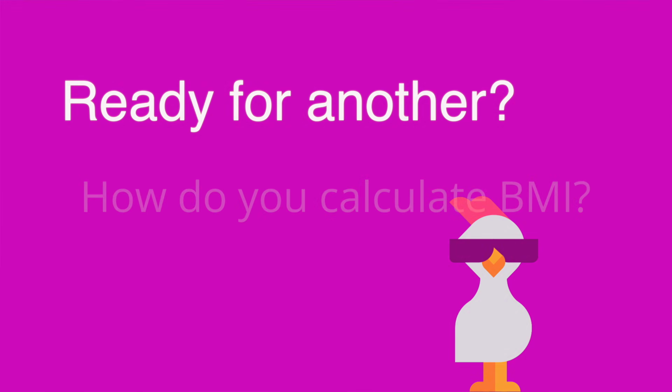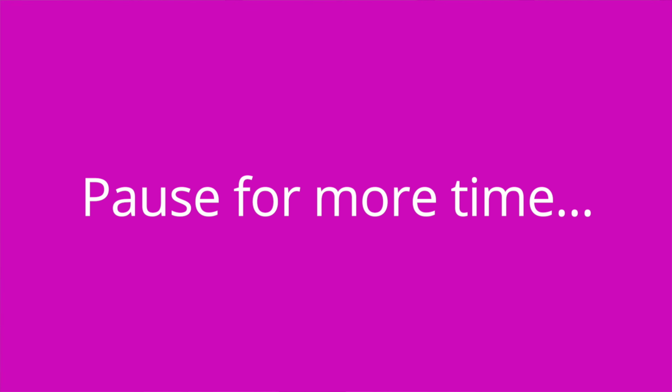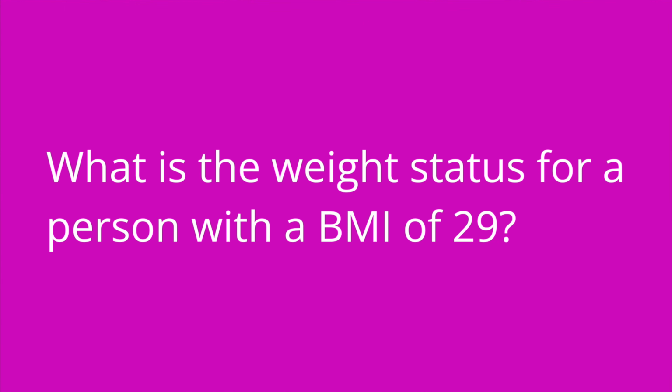Question number 3. How do you calculate BMI? The answer is you take the individual's weight in kilograms and you divide that by their height in meters squared. Question number 4. What is the weight status for a person with a BMI of 29? The answer is they would be considered to be overweight according to their BMI.